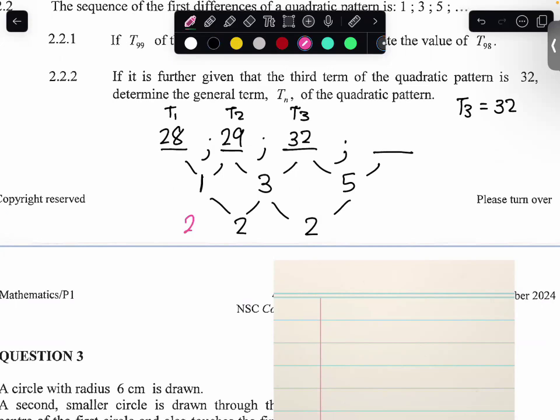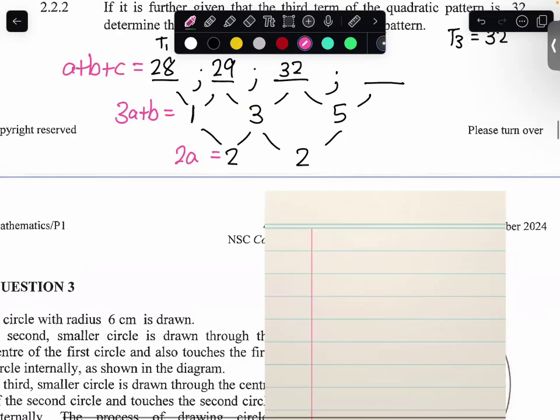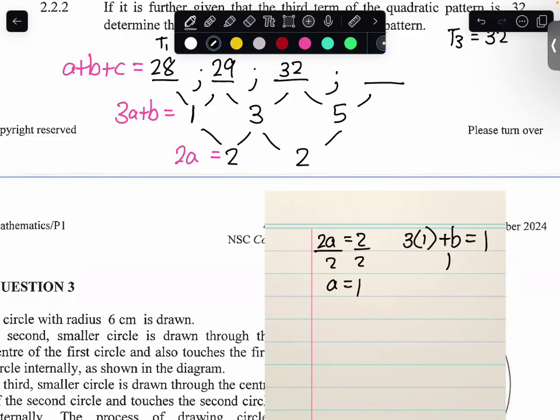So now if they want the general term, this is the formula. You go 2a is equal to the second difference. 3a plus b is equal to the first difference. And a plus b plus c is equal to the first term of the quadratic pattern. So we start from the bottom and work our way up. That's 2a is equal to 2. Divide both sides by 2. A is equal to 1. Then we have 3 into 1 plus b is equal to 1. B is equal to, take that over, it becomes minus 3. So 1 minus 3 is minus 2.